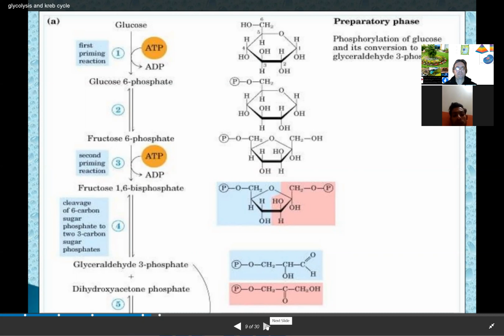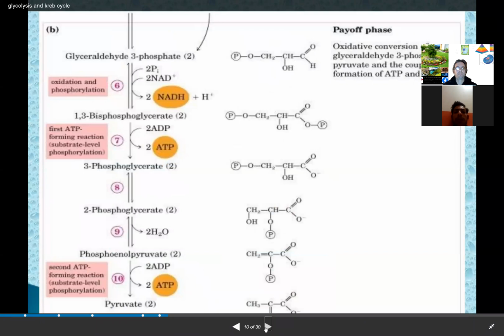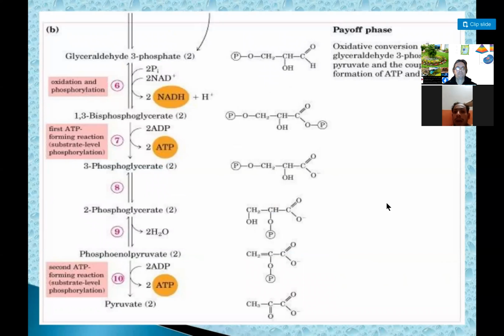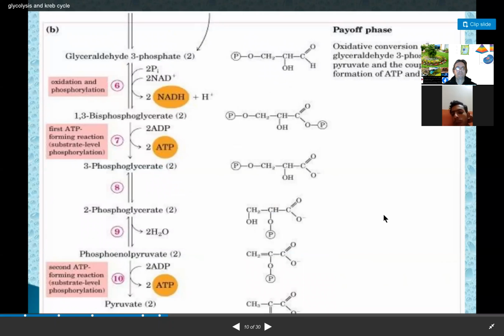The glucose 6-phosphate is converted into fructose 6-phosphate, and the fructose 6-phosphate then reacts with another ATP and forms fructose 1,6 biphosphate. Fructose 1,6 biphosphate splits into two 3 carbon molecules. One is called PGAL and the other is called dihydroxyacetone phosphate. Both are interconvertible. The preparatory phase is completed with the splitting of fructose 1,6 biphosphate into PGAL and dihydroxyacetone phosphate.